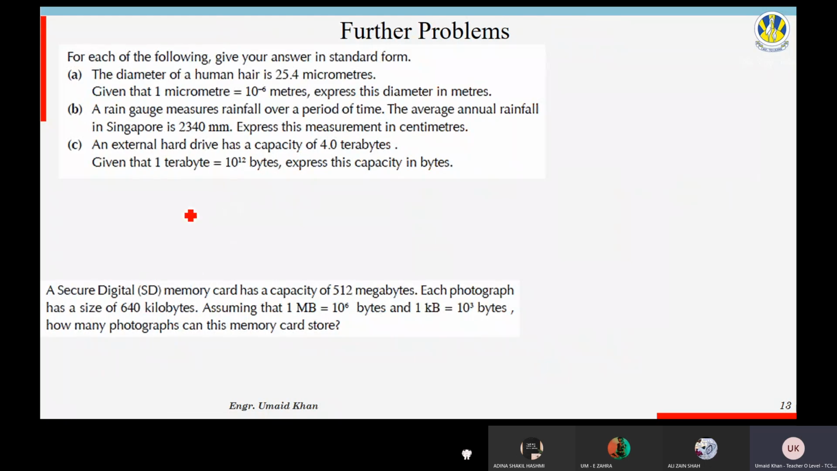Now, a few more problems related to standard form that I want to discuss from the exercise. For each of the following, give your answer in standard form. The diameter of a human hair is 25.4 micrometers. And 1 micrometer is equal to 10 raised power minus 6 meters. Express this diameter in meters. So you have to express this diameter in meters. We have to do the same thing. 25.4 multiplied by 10 raised power negative 6. Okay. It will be 0.000.